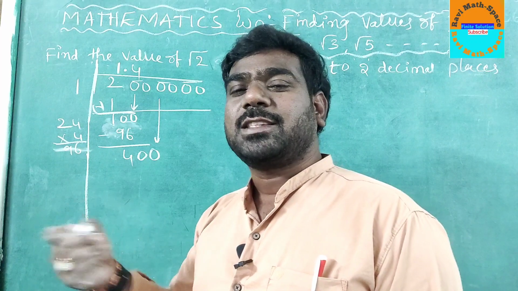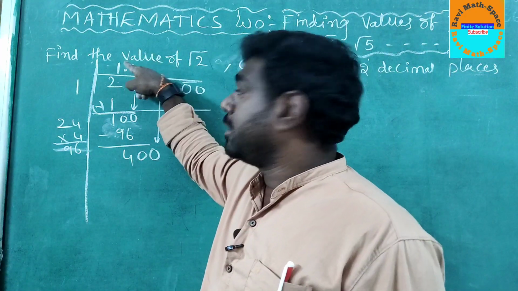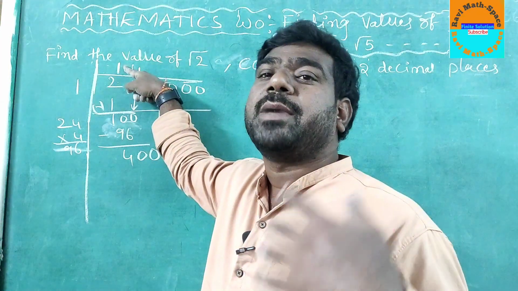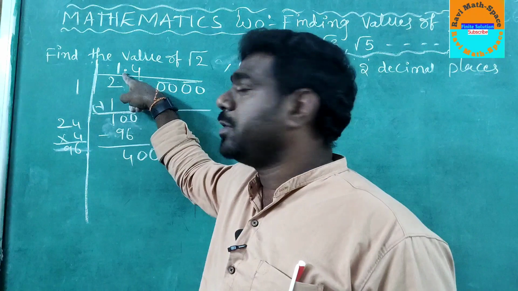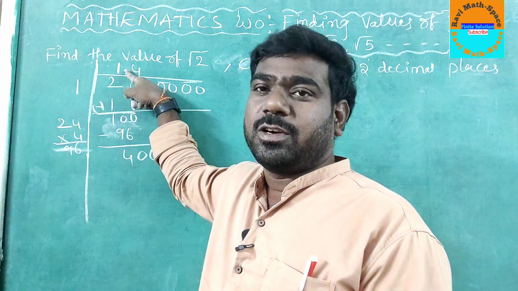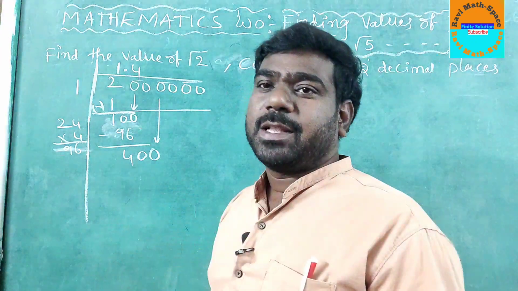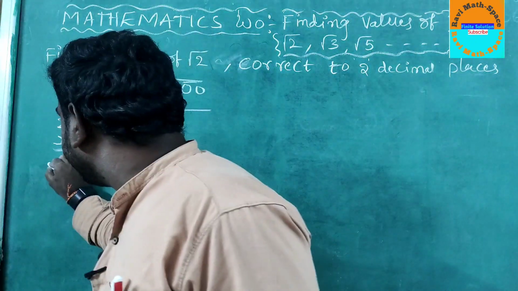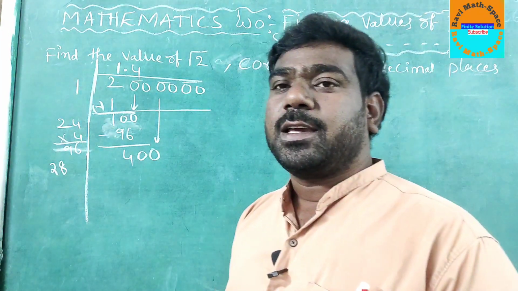Can you tell me, to revise, what is the first step? Very simple. Whatever number is in the quotient, make that number double. So here 1.4, don't consider the point; without the point we are going to consider it, remember. So 14 doubled is 28. This is the first step. Yes or no? What is the next step here?